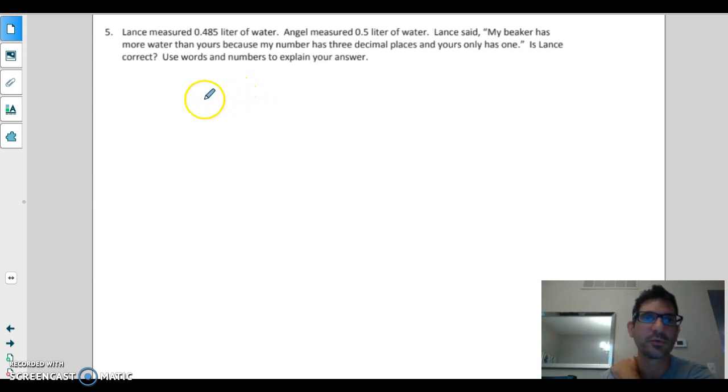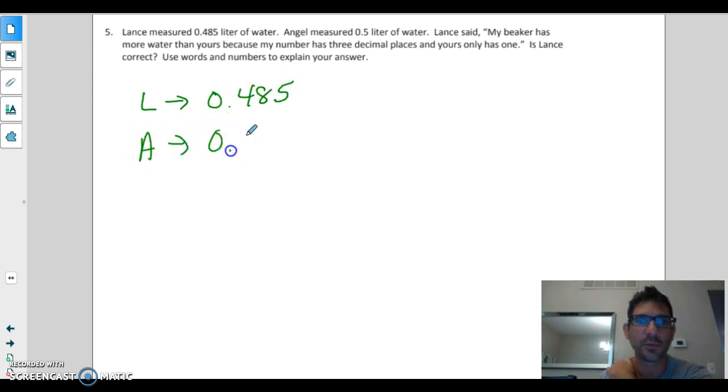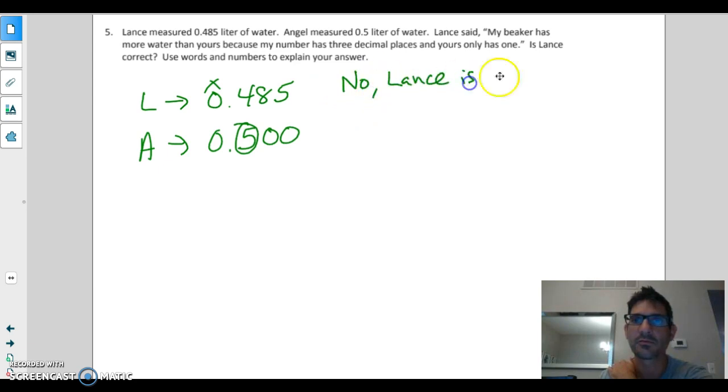Okay, so let's prove Lance wrong. So this is the L. That's Lance. Lance has got 0.485. Now my Angel girl's like, no sirree, Bob. This is what it is, 0.5. And I'm going to add 2 decimal points here. Now, we got no winner here, but we definitely know that 5 is greater than 4. So is Lance correct? And now I'm going to write it, no, Lance is wrong.